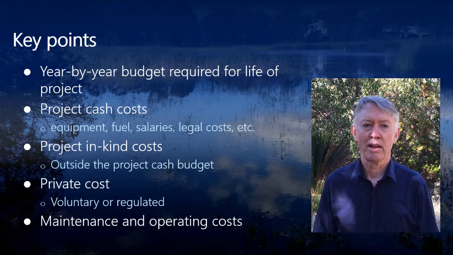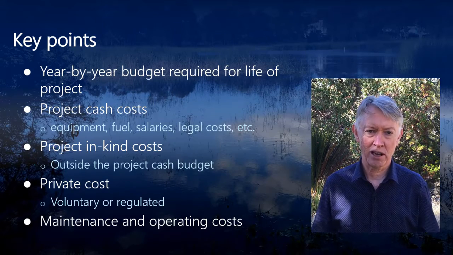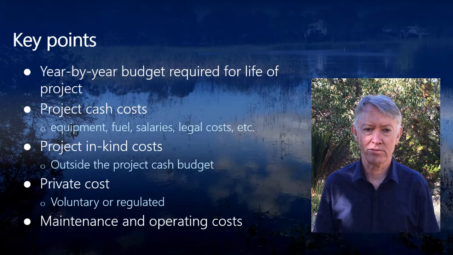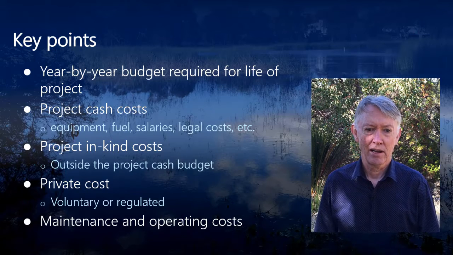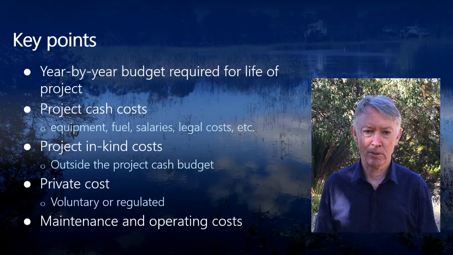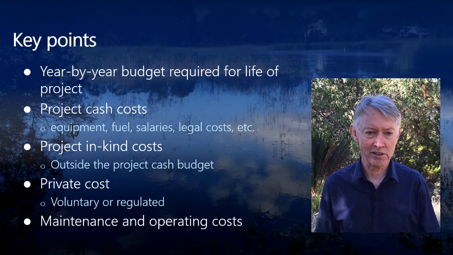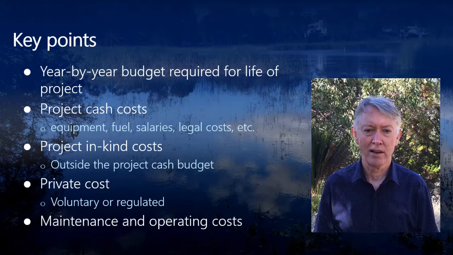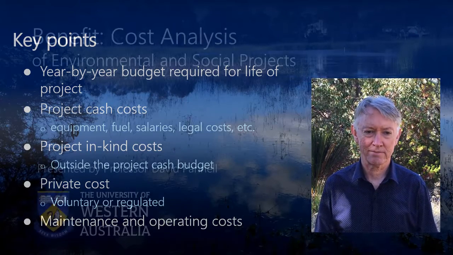Key points. A year-by-year budget is required for the life of the project to calculate the costs. And it needs to include project cash costs for equipment, fuel, salaries, legal costs and so on. It needs to include any project in-kind costs, which are outside the project cash budget. It may need to include private costs if that's relevant, particularly if they're not borne voluntarily, and it probably needs to include maintenance and operating costs.